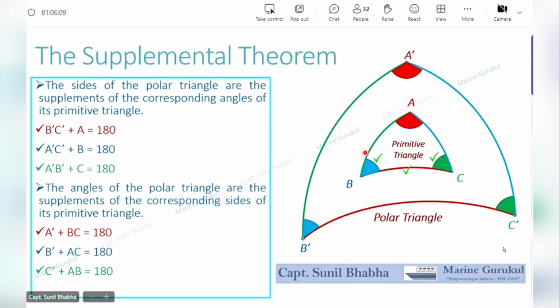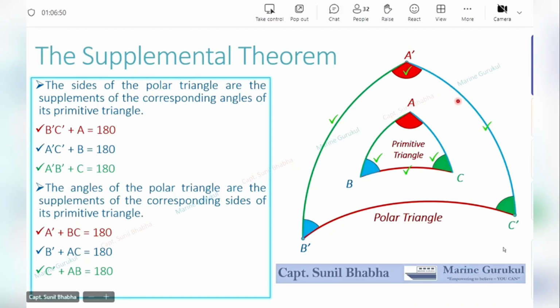So what we can do now is use this supplemental theorem to find the parts of the polar triangle. Now we are aware that side BC and angle A' of the polar triangle are supplements. 180 minus side BC gives us angle A' of the polar triangle. Likewise, 180 minus angle C gives us side A'B' of the polar triangle, and 180 minus angle B of the primitive triangle gives us side A'C' of the polar triangle.